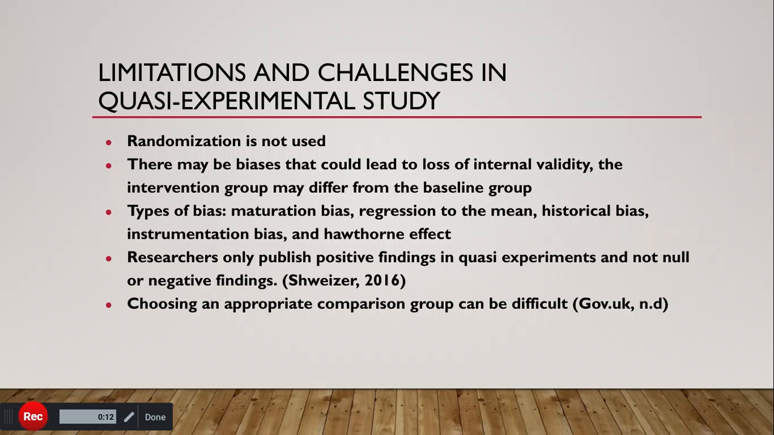So, limitations and challenges in a quasi-experimental study. Randomization is not used. There may be biases that could lead to loss of internal validity; the intervention group may differ from the baseline group. Types of biases can include maturation bias, regression to the mean, historical bias, instrumentation bias, and the Hawthorne effect. Researchers only publish positive findings in quasi experiments and not null or negative findings. Also, choosing an appropriate comparison group can be very difficult.